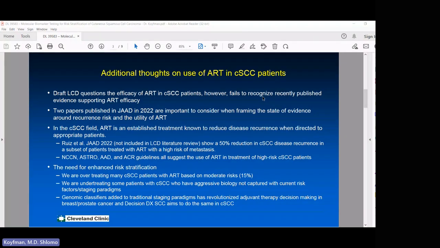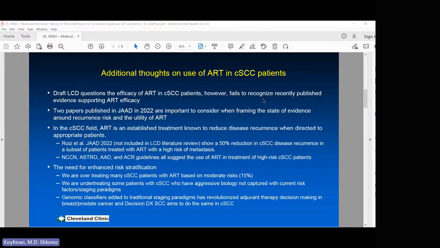Based on older data, even before our data was published, but augmented by our data, all the major guidelines, American College of Radiology, American Association of Dermatology, ASTRO, NCCN, they all endorse the use of adjuvant radiation in certain categories of high-risk cutaneous squamous cell cancer patients. And all of this is reimbursed by Medicare.